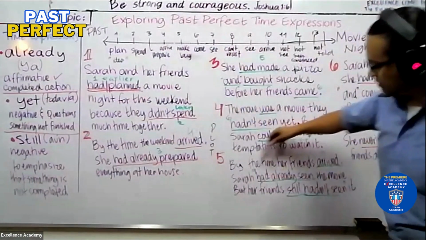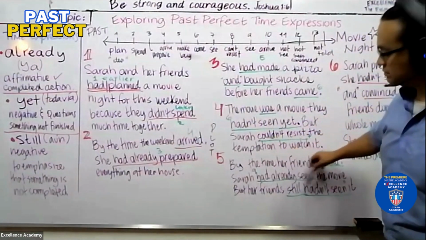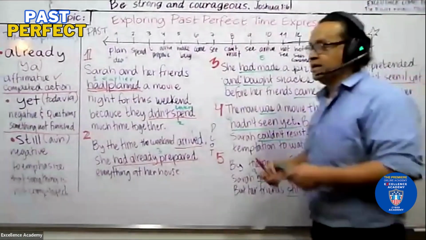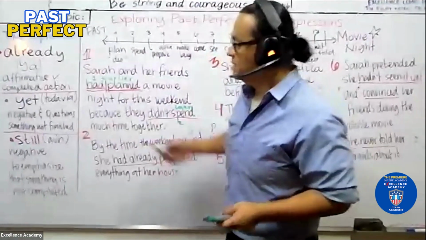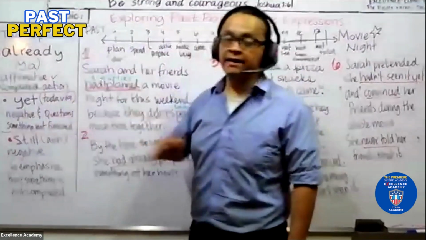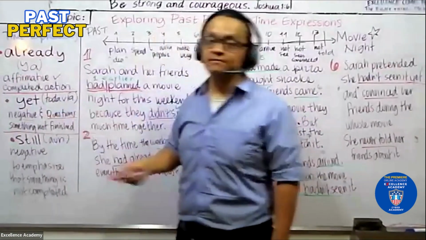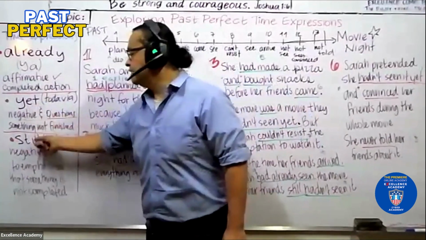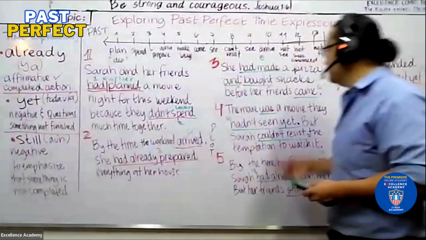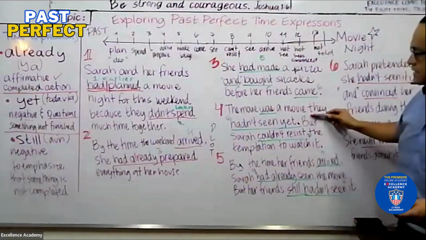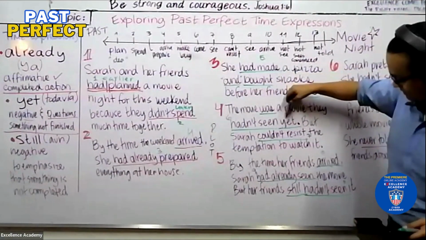Okay. So Sarah had already seen the movie, but her friends still hadn't seen it. So it was already seen. She had already watched it. She completely watched it. It was finished. The action was completed. Let's go to yet. Yet means todavía, and we use yet only for negatives. So only in the negative and for questions. Now, when we use yet, we're talking about something that is not completed or not finished. So going back to our example, we've got number 4, paragraph 4. The movie was a movie they hadn't seen yet.